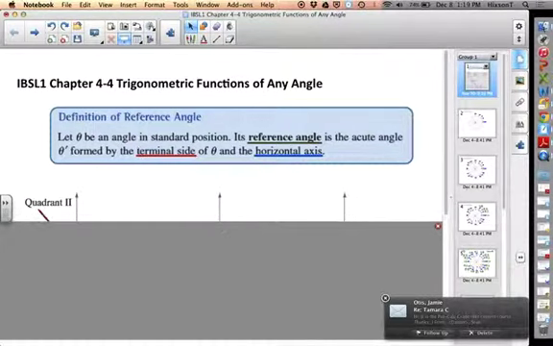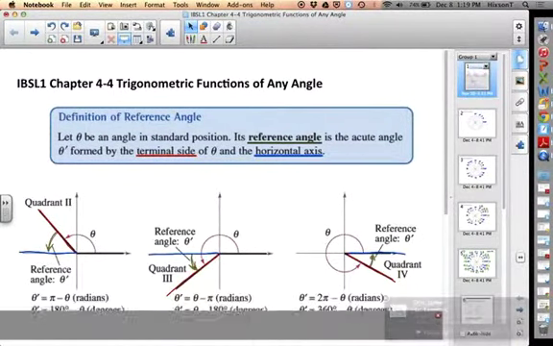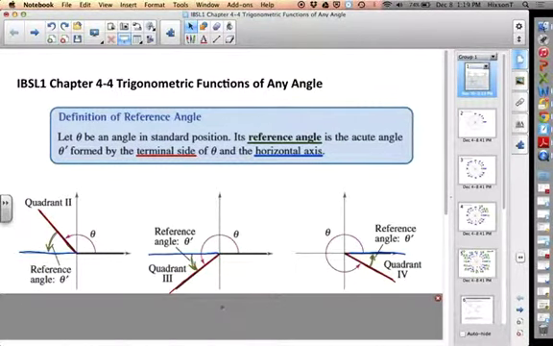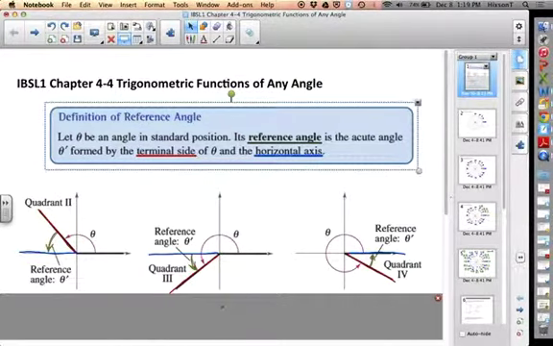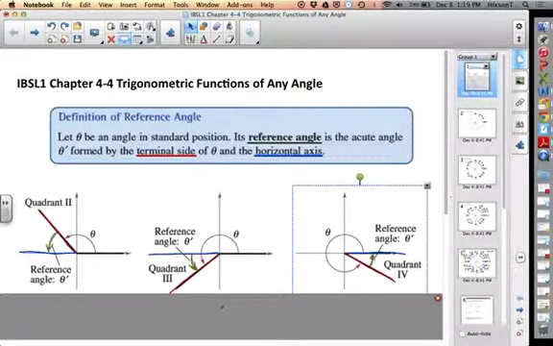Now let me show you this in our 3 different quadrants. Why don't I have quadrant 1 here? You already know it, because an angle in quadrant 1 is acute, so it is the reference angle. Here, I drew it with colors. You have the horizontal axis and the terminal side. The green here is the reference angle.